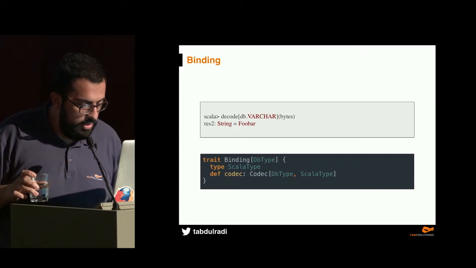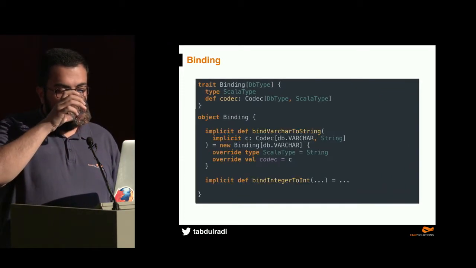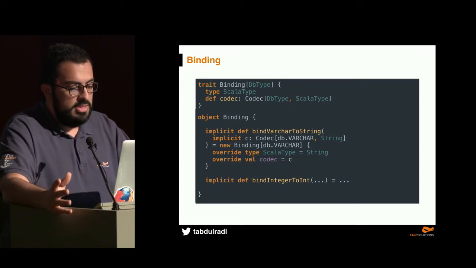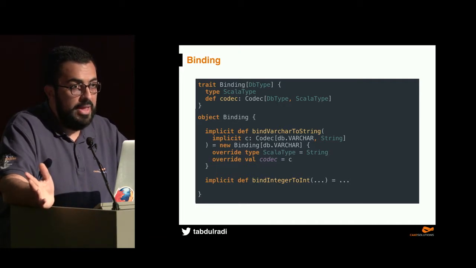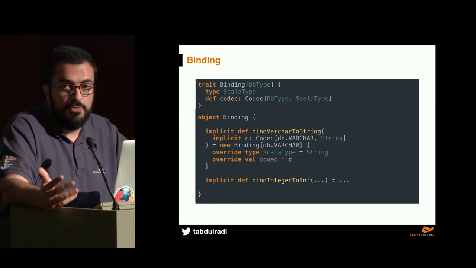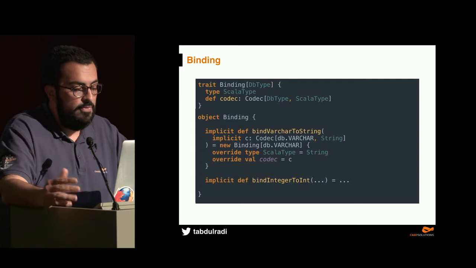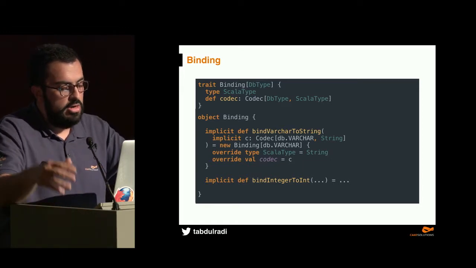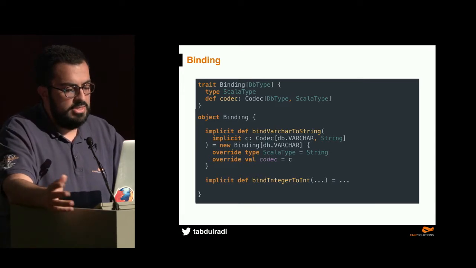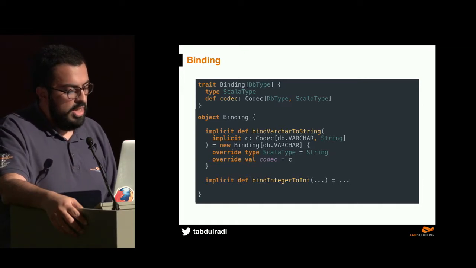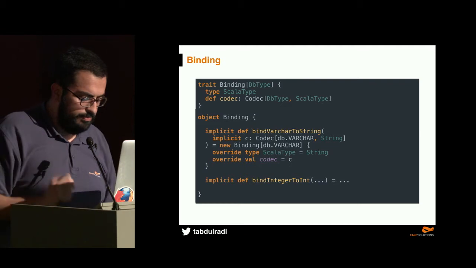Now, let's implement it together. For the implementation of this binding, I'll not redefine codec again, so I'll depend on it. I'll say, hey, Scala compiler, please look for me for an instance of codec for varchar and string. If you found it, and I know it's there, here you go. Here's the instance of binding, where the type parameter is varchar, the Scala type is string, and the codec is the same codec as you found. We're gonna do the same for integers and the rest of the types.